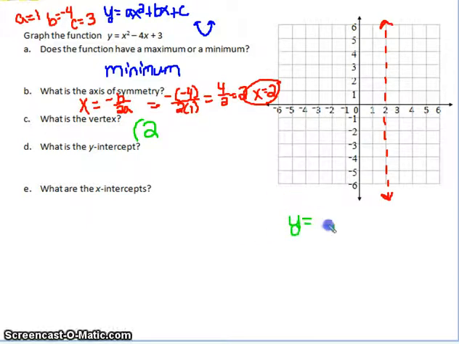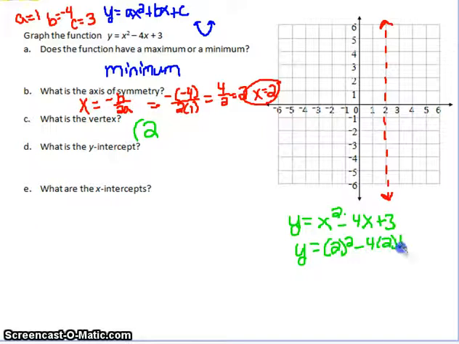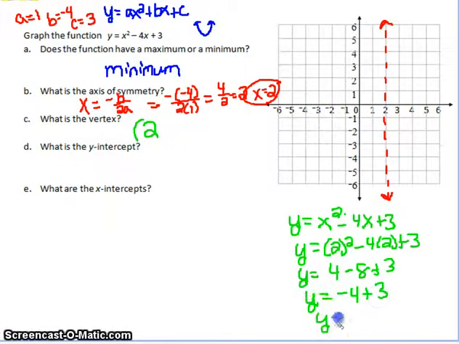We have y equals x squared minus 4x plus 3. And then I plug in 2 squared minus 4 times 2 plus 3. Well, that gives me 4 minus 8 plus 3, which is negative 4 plus 3, or negative 1. So the coordinate 2, negative 1 is my vertex.